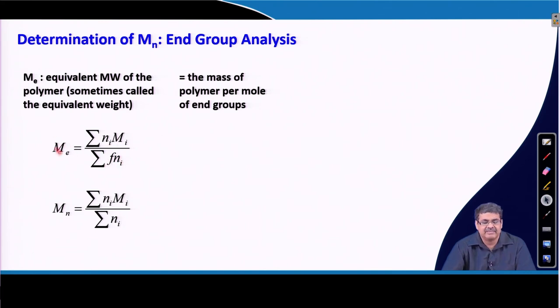Hence, this is the average mass of polymer per mole of end groups. And we know Mn is given by this expression, hence Mn would be given by f times Me. Me we can determine quantitatively by these techniques which I showed on the last page. And if we know the f value, which is the number of end groups per polymer molecule, then we can find out Mn.